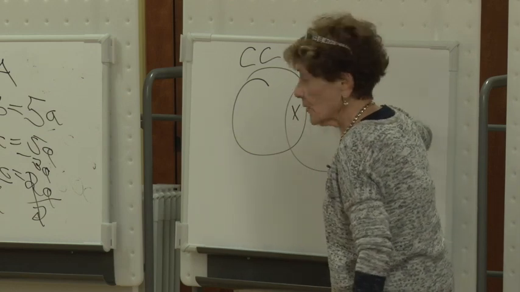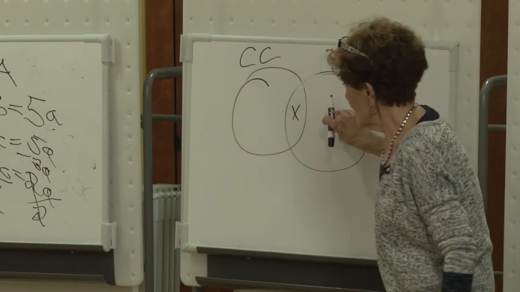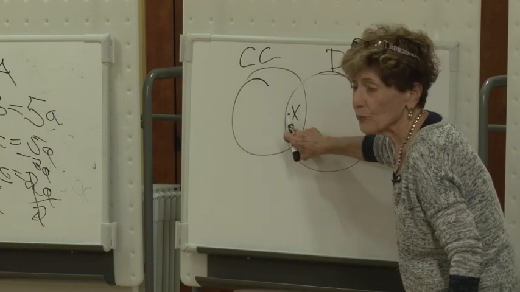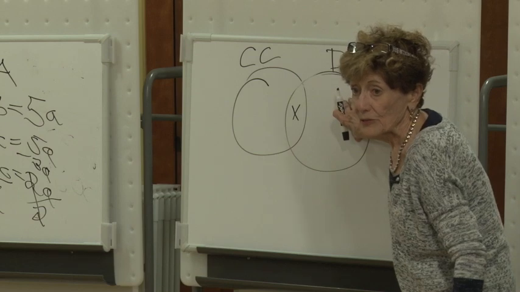How do you express the part right here? Whole thing is 28. X is one piece. How do you express the other piece?